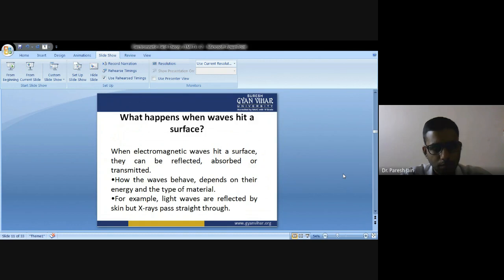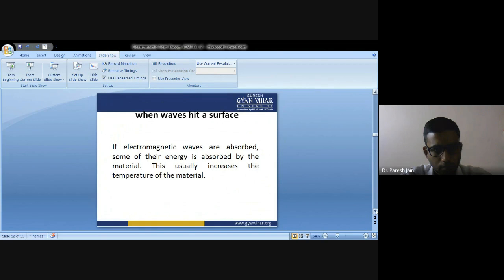Transmission is only possible when the frequency of the wave is high, and reflection is only possible when the wavelength or frequency of the wave is less. And these phenomena, reflection, absorption, and transmission, are based on the frequency, energy, and the type of the material.